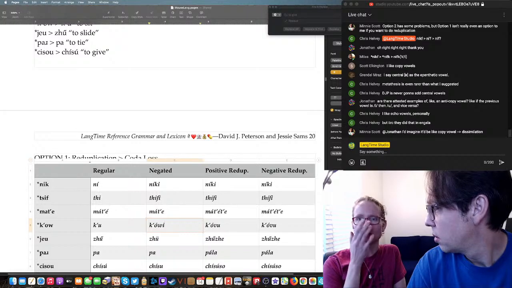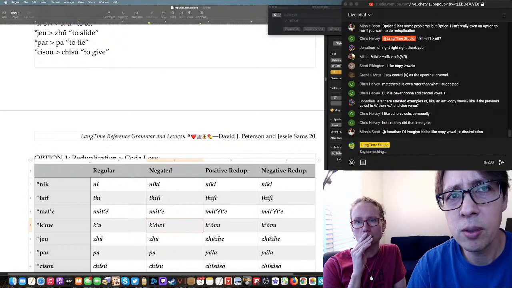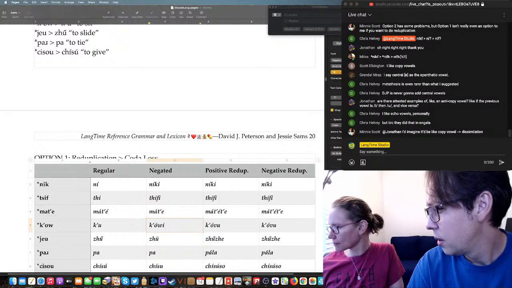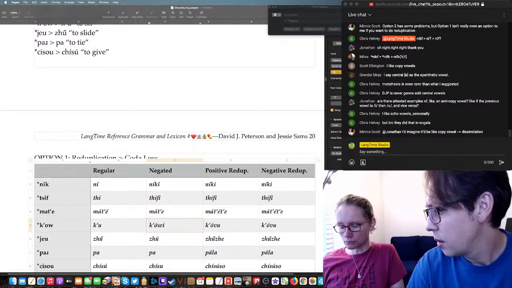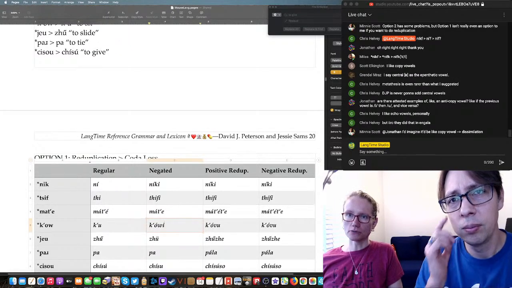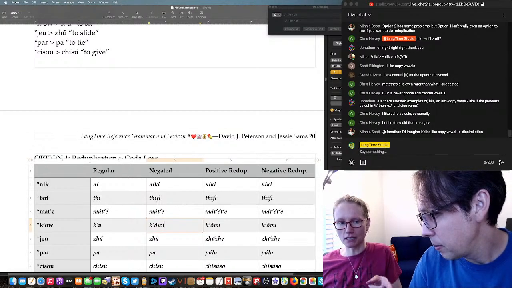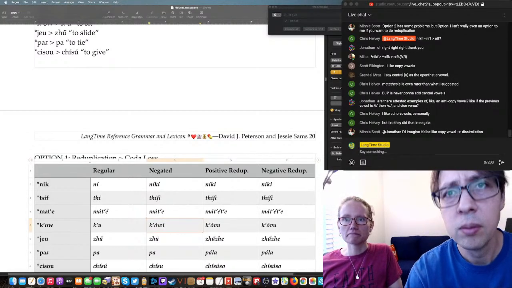Just a second, sorry. Go on. What does proto W become when it doesn't come before a U or an O? It stays W. I thought that it's only before a U or an O, and then it becomes je in front of an I or an E. Okay.